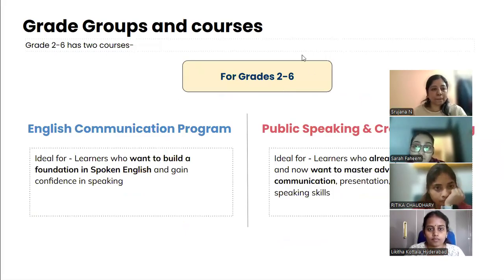Again, the 2 programs. Yes, for grade 2 to 6, we go with English Communication Program. Here, it's ideal for learners who want to build a foundation in spoken English and again confidence in speaking. And the second one is Public Speaking and Creative Writing. It's ideal for learners who already know English and now want to master advanced communication, presentation, and public speaking skills.